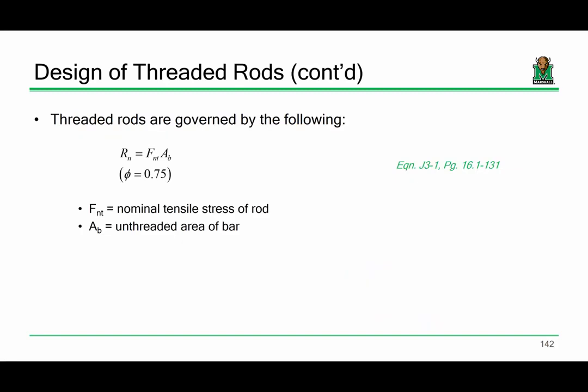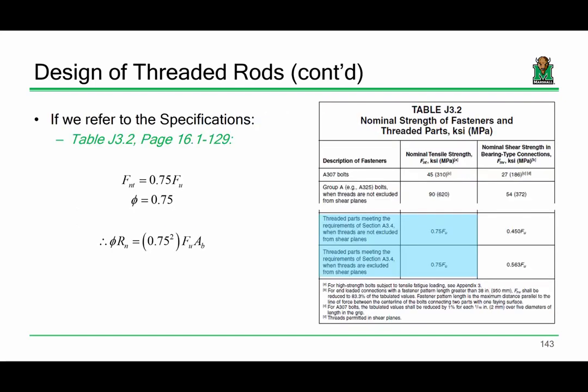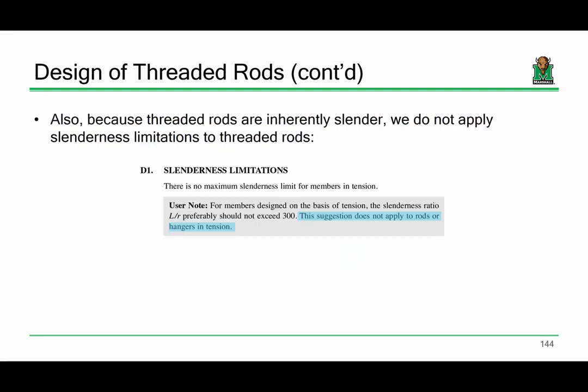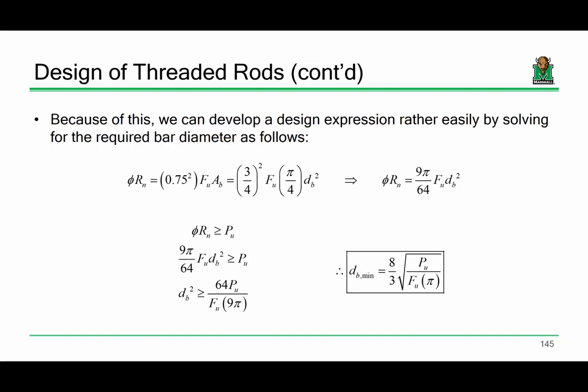So here's your nominal capacity. This is 0.75 FU, and you have another 0.75 from phi, so the phi RN is pretty easy to compute. And since there's only one limit state, you don't have to consider slenderness because threaded rods are inherently slender. It's not appropriate for that type of element.